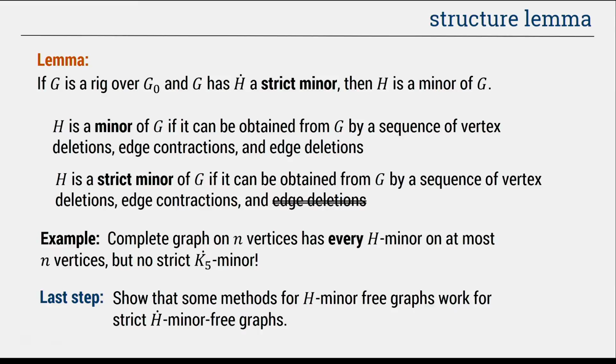So what's the last step if you want to do something? Well, now you have a graph with some forbidden structure. It doesn't forbid a minor H, it forbids a strict H dot minor. Can you apply some methods, can you do something with that? And so it turns out that the answer is yes.